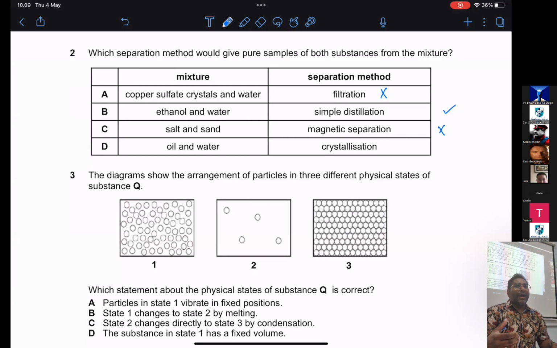Now, how do you separate other than using filtration? Let's say for example, you have something that is insoluble. Example, let's say silver bromide or silver iodide. Let's make it silver iodide. Silver iodide is insoluble. And then when I put silver iodide over here, what happened over there?